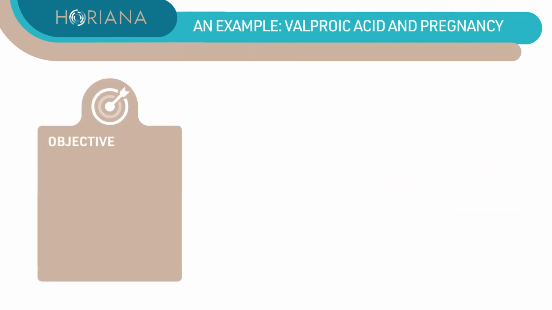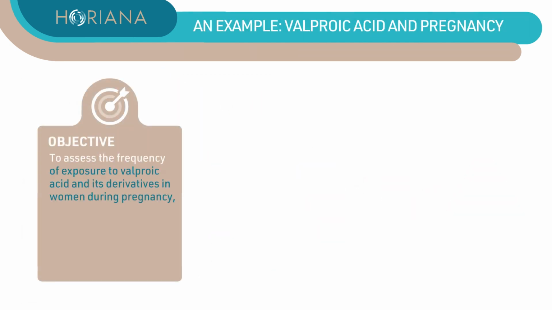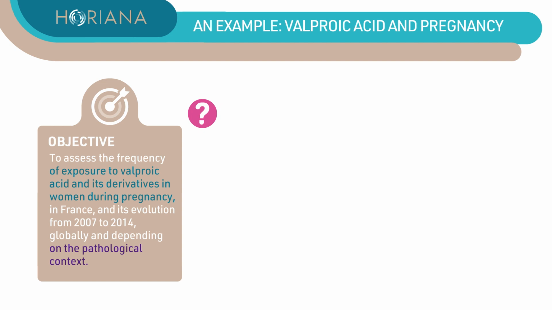The main objective is to assess the frequency of exposure to valproic acid and its derivatives in women during pregnancy in France and its evolution from 2007 to 2014, globally and according to the pathological context. Sensitivity analyses were performed to test the robustness of the results by varying the definitions of the date of onset of pregnancy, the exposure period, or the pathological context of prescription.